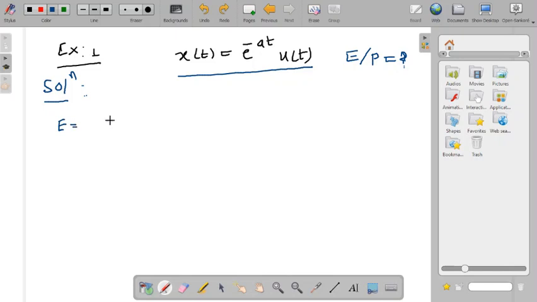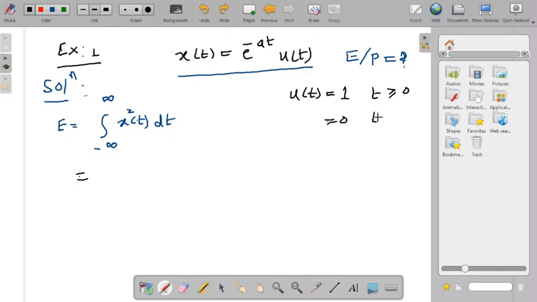So energy is given by integration from minus infinity to plus infinity x square t dt. This is our basic equation for computing energy. So here if we put the limits of integration, u of t is a signal which exists only to the right, so it is equal to 1 for t greater than or equal to 0, and it is 0 for t less than 0. Therefore it is a right-sided sequence, and hence we take limit as 0 to infinity.